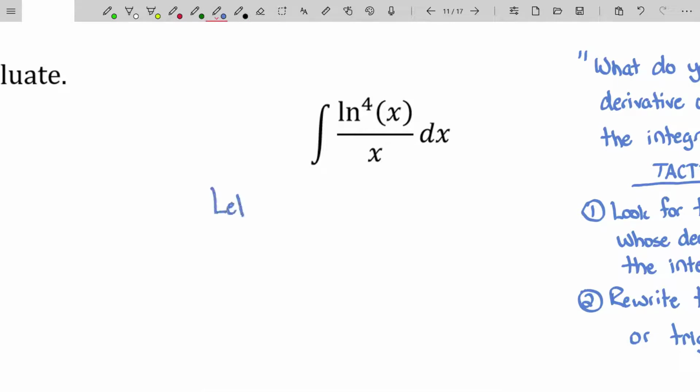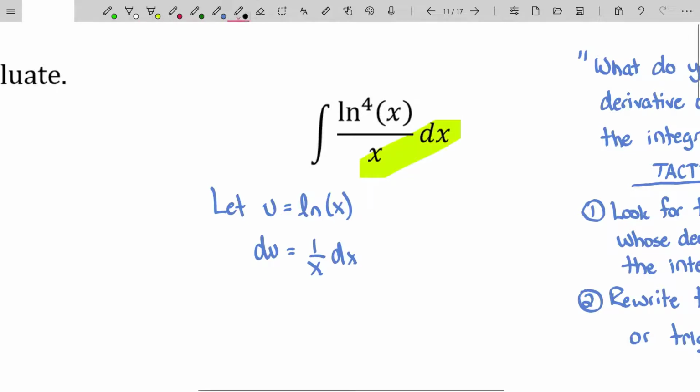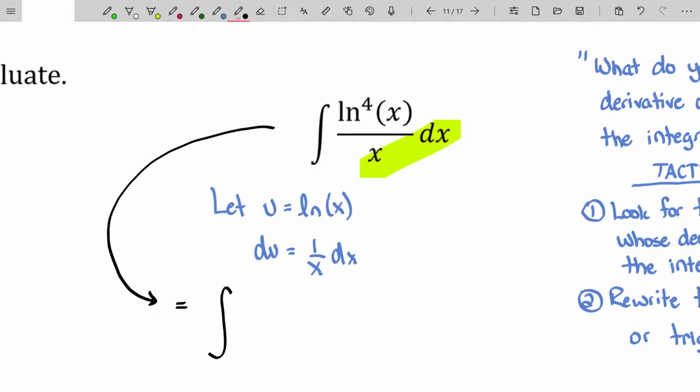If you let u equal the natural log of x, we get that du is equal to 1 over x dx. The question is, do we have a 1 over x dx to steal? And the answer is yes. So we're going to steal that out. Our integral will become the integral of, well, natural log of x is u, and that's to the 4th power, right?